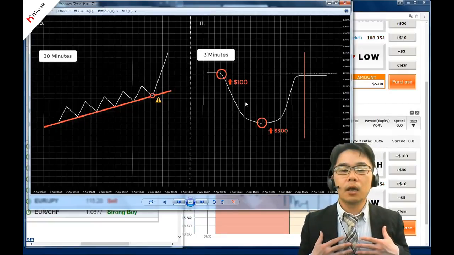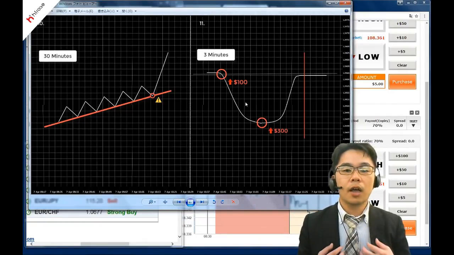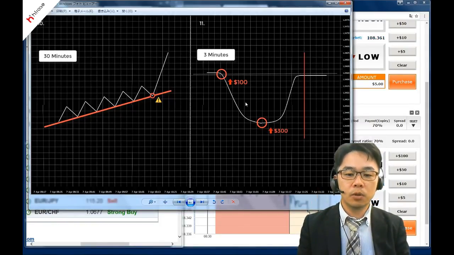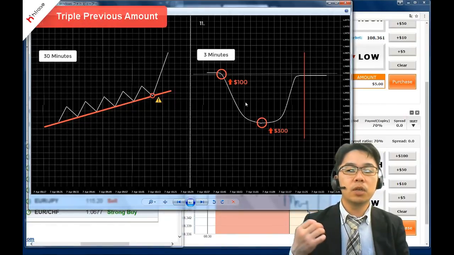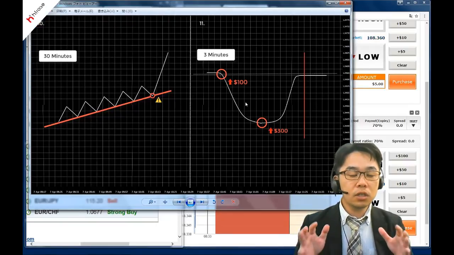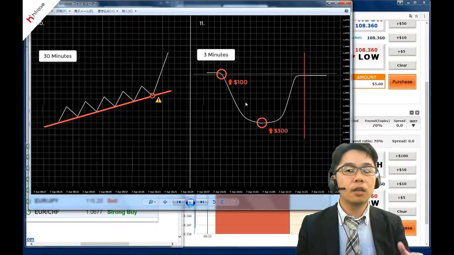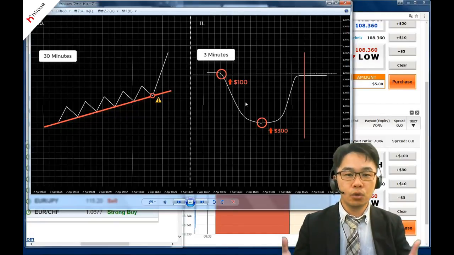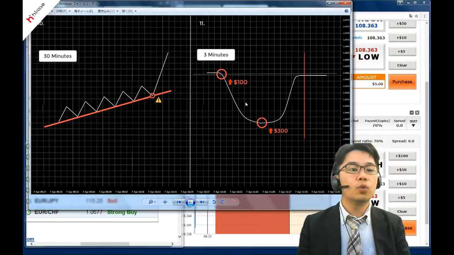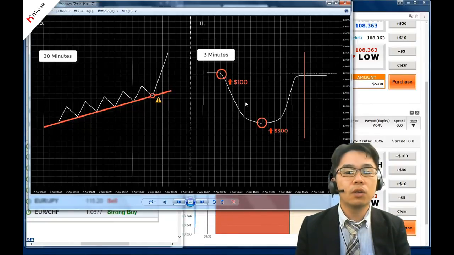For me, when I increase my trade amount, I go like 1, 3, 9, and 27, triple the previous amount, and that always gives me profits at the end. So this is the martingale strategy. If you understand the logic of the martingale, it will become a really powerful tool for you. So you have the 303 strategy and the signal, and then this martingale will really increase your profit ratio.